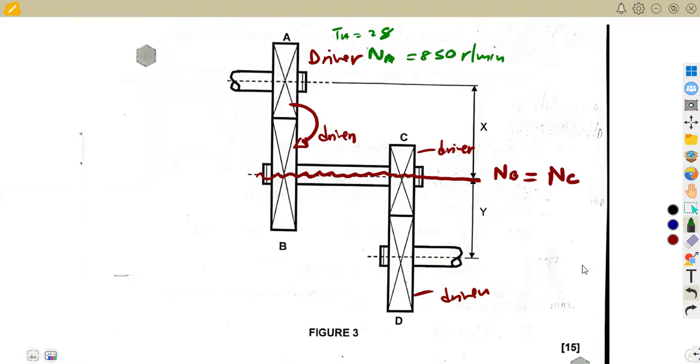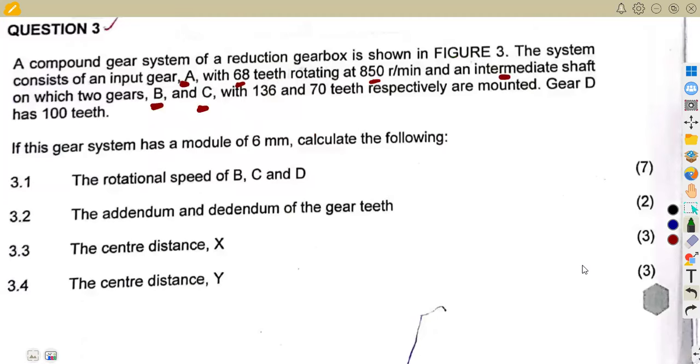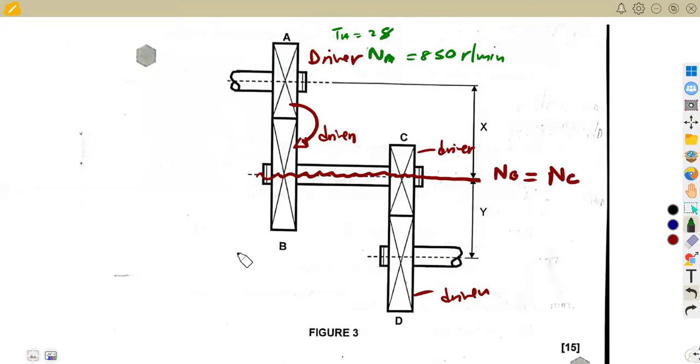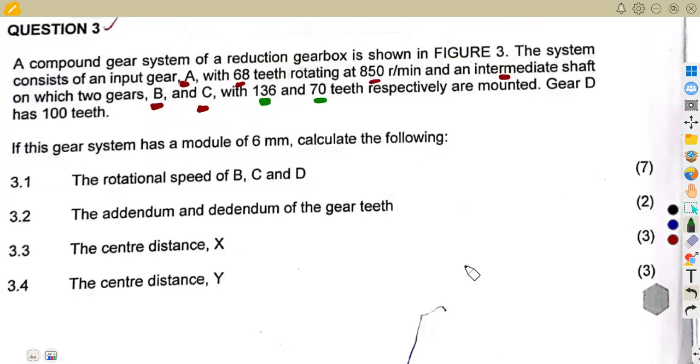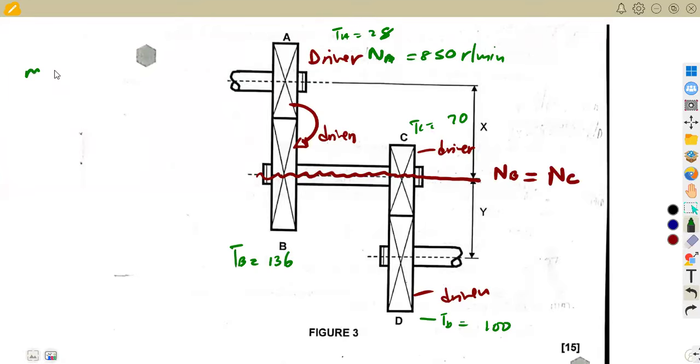All right, then about B, we were told that these 2 points, B and C, have 136 and 70 teeth. So there we are given the number of teeth: TB is 136, and at C, TC is given as 70, respectively. And at D, if you checked it properly, it was 100 teeth. All right, guys, let us quickly take this information. And also we are given that this gear system has a module of 6 millimeters. So there we are being asked to calculate the following.